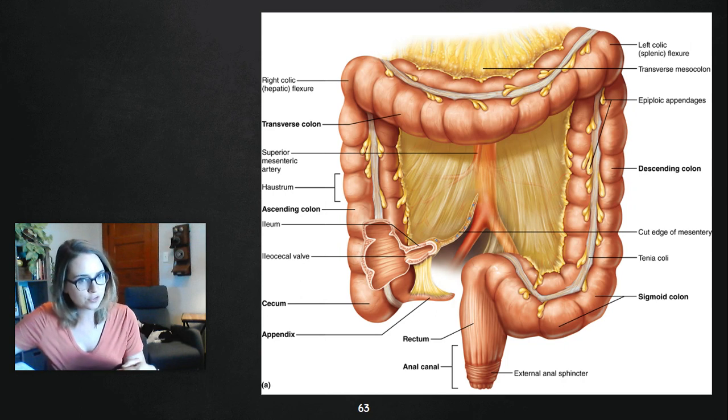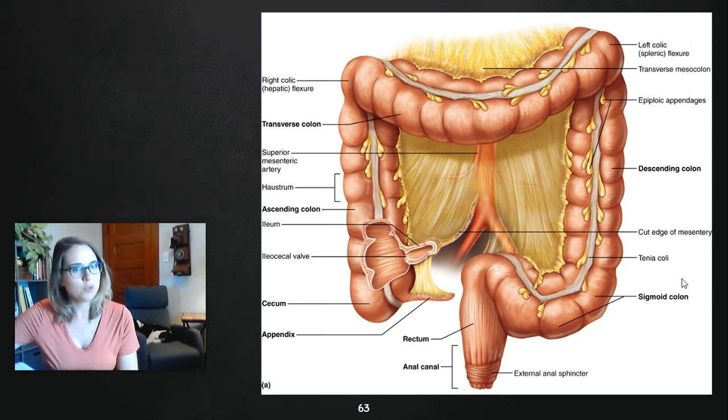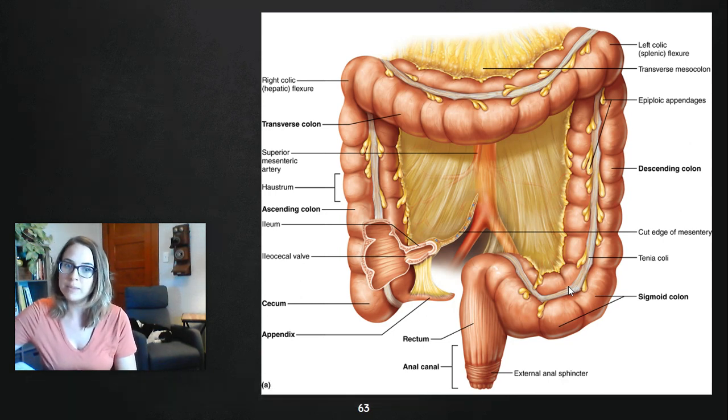If you see ads for fiber, like eat this, it has fiber, it's good for you. You can't digest fiber and your body doesn't actually absorb fiber. But what it is good for is your gut bacteria, and they munch on it. And so when they break it down in here, it makes things nice and slippery, so you have more pleasant bowel movements.